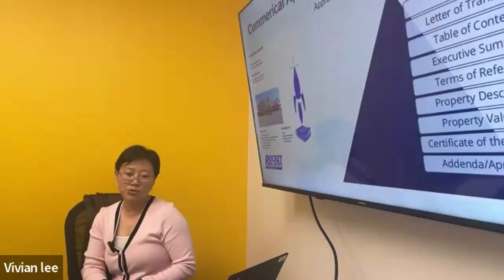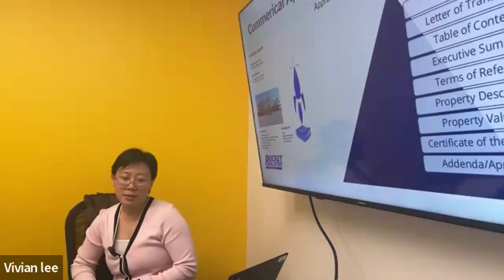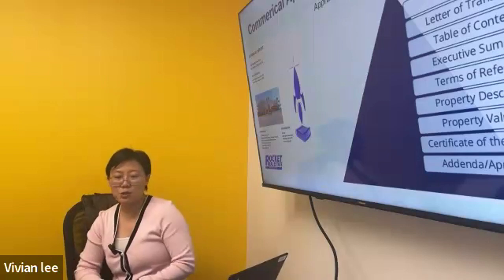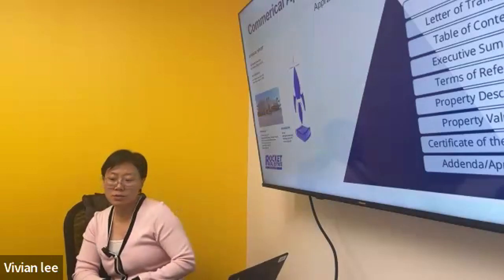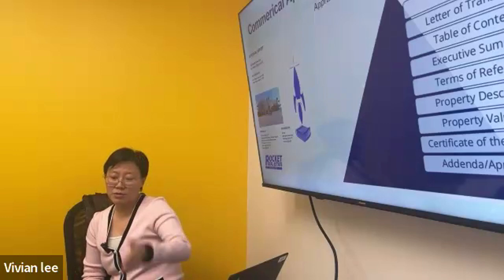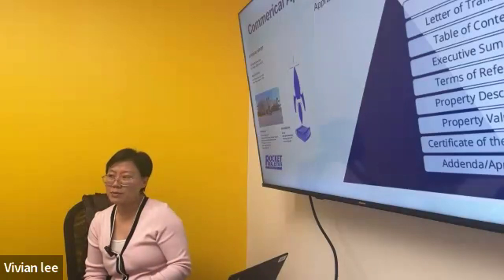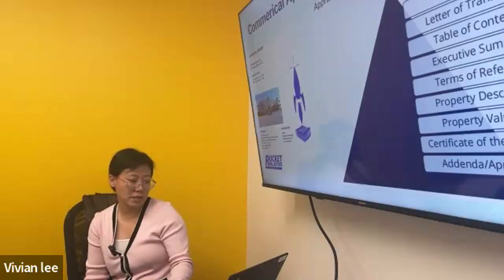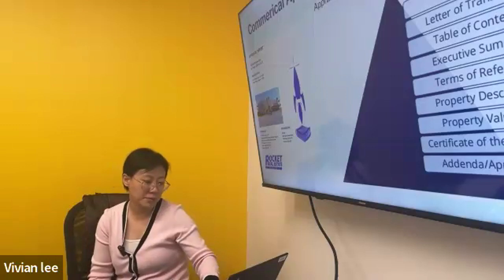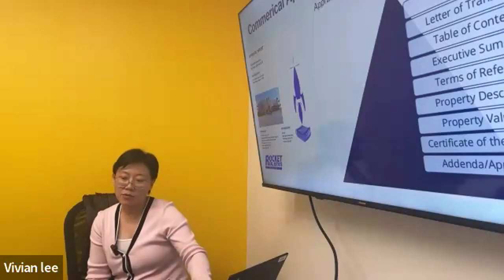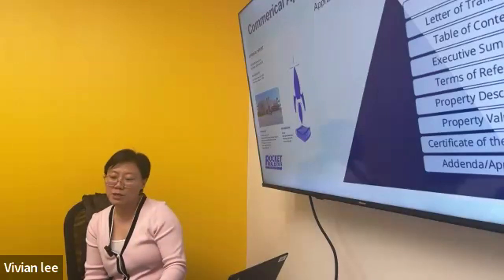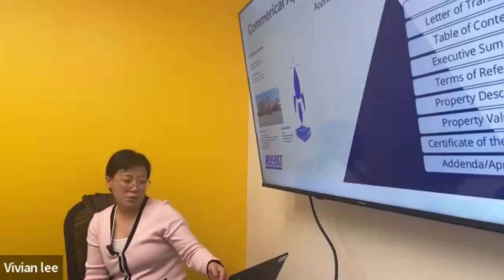So here's the appraisal format. This is just the cover sheet. This is the first page you see when you open up an appraisal. And then it goes with these sorts of pages. It starts with a cover page, and it goes to a letter of transmittal, and it outlines all the content.